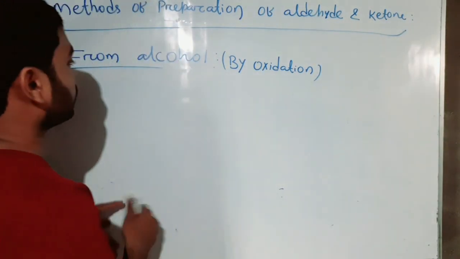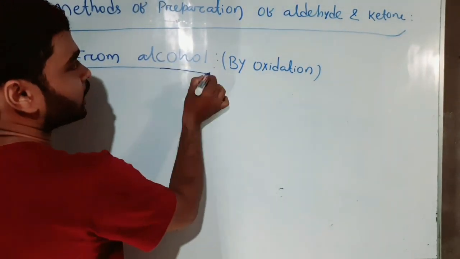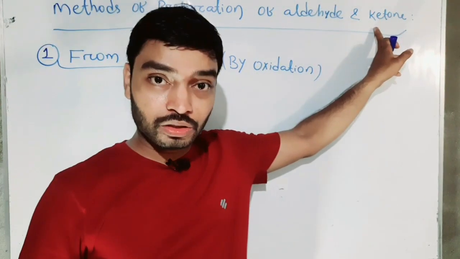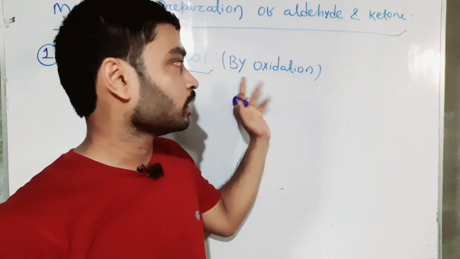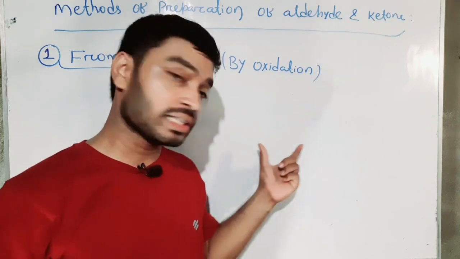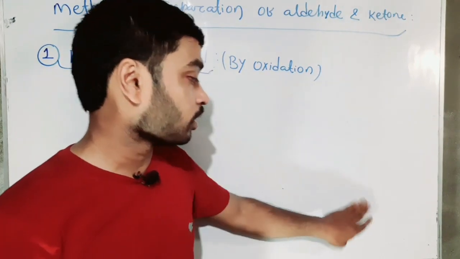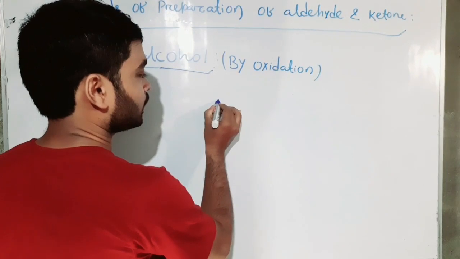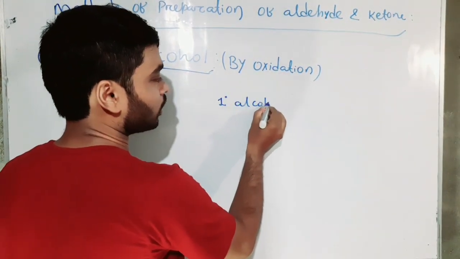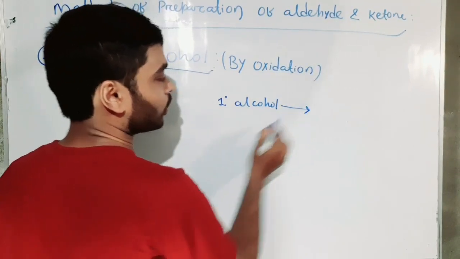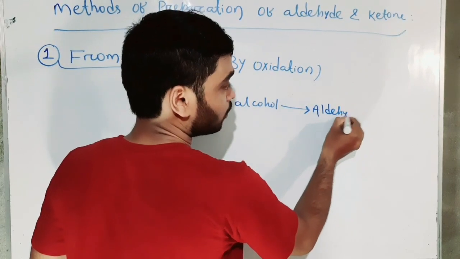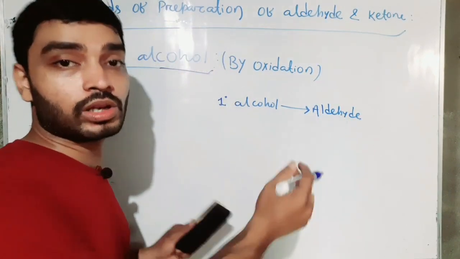First I will explain which alcohol is involved in the formation of aldehyde, and which alcohol is involved in the formation of ketone. The method, I have already told, is oxidation. Primary alcohol, or 1 degree alcohol, I have told the general formula, is mainly involved in the formation of aldehyde, but in certain conditions. What the conditions are, we will learn later.